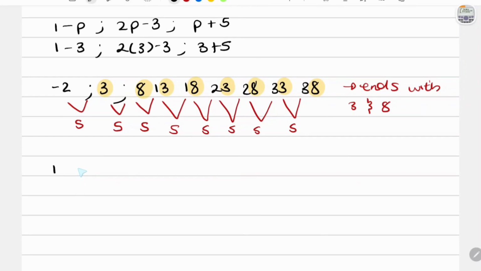2 squared is equal to 4. 3 squared is 9. 4 squared is 16. 5 squared, 25. 6 squared, 36. 7 squared, 49. 8 squared, 64. 9 squared, 81. 10 squared, 100. 11 squared, 121. 12 squared, 144.